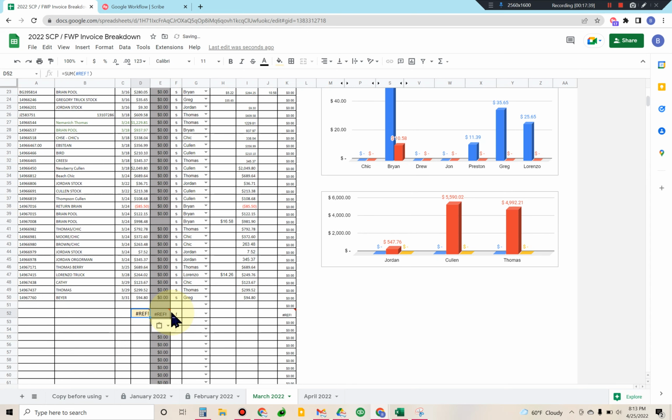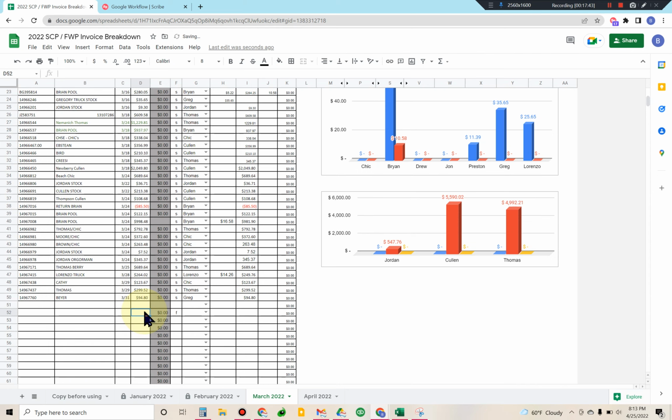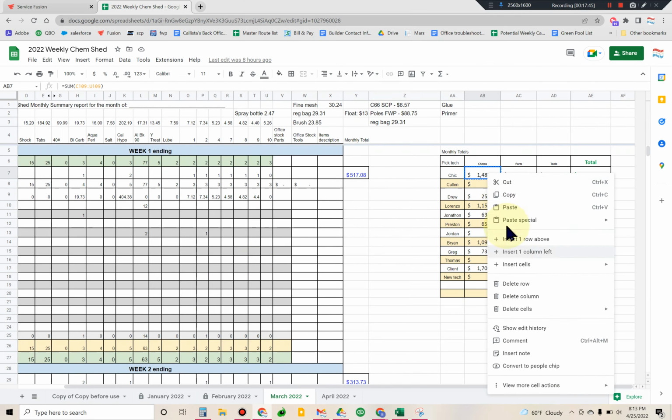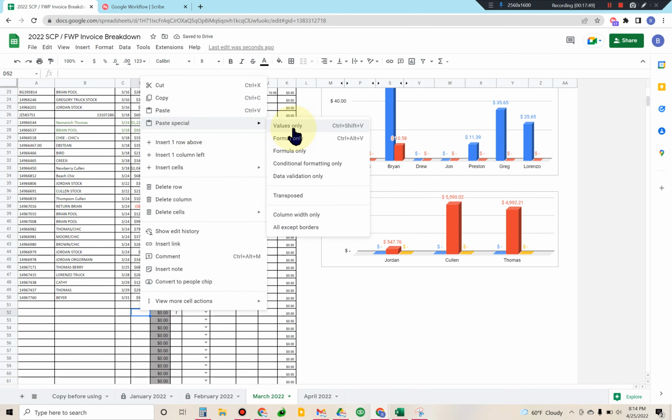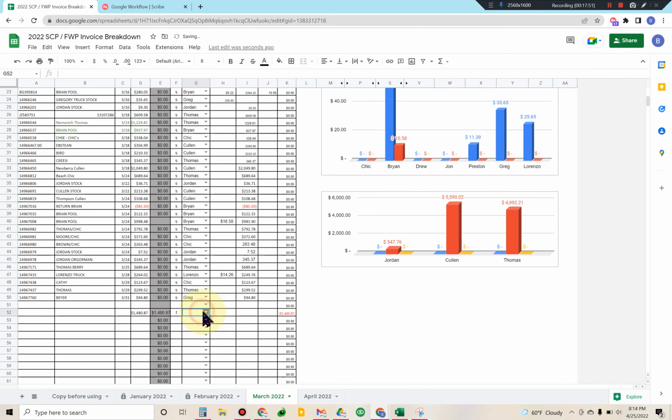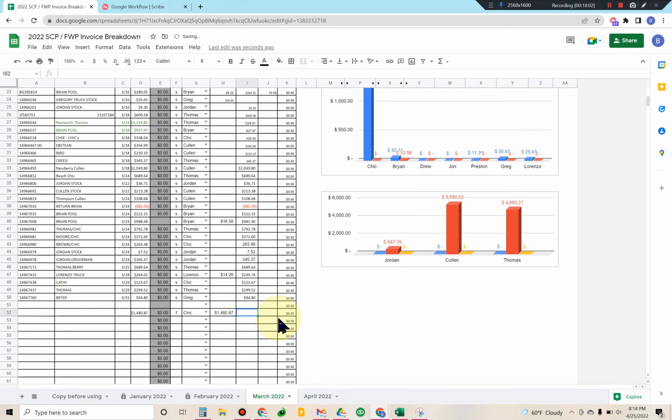The total was here. I'm going to copy that, and when I paste it, I want values only. Okay, this is Chick's. It needs to be allocated to Chick, and what it is is chemicals. So 1408.87 are all his, and now you see that made his chem numbers go up. But it originally was the office's.